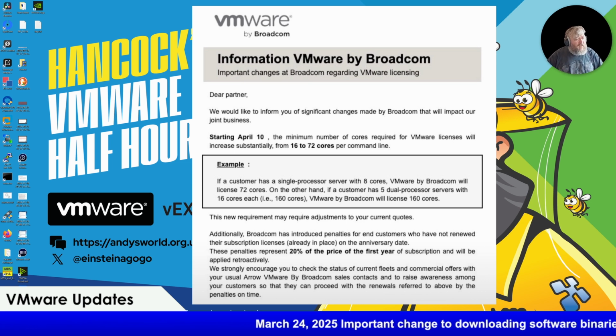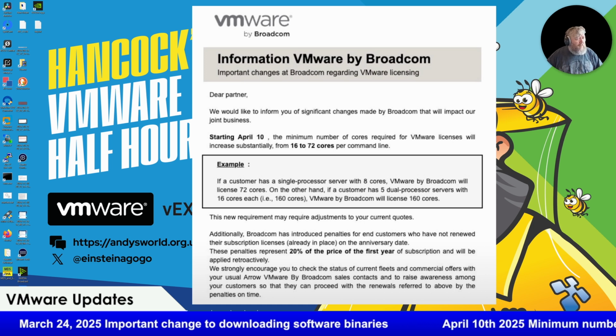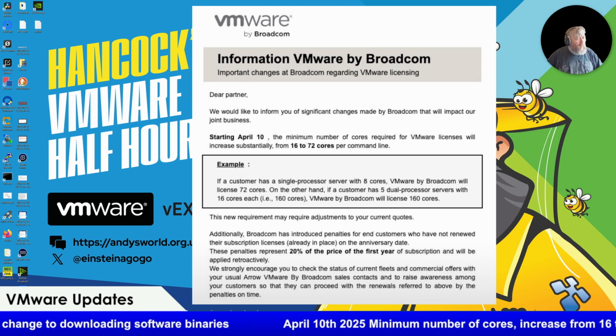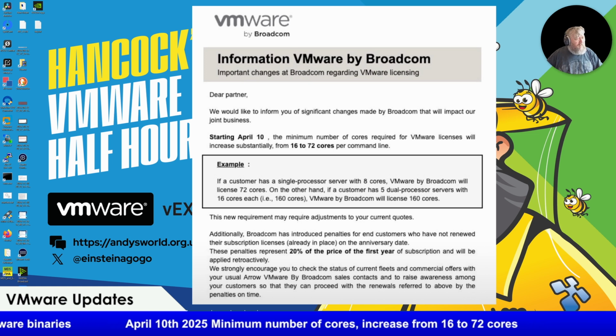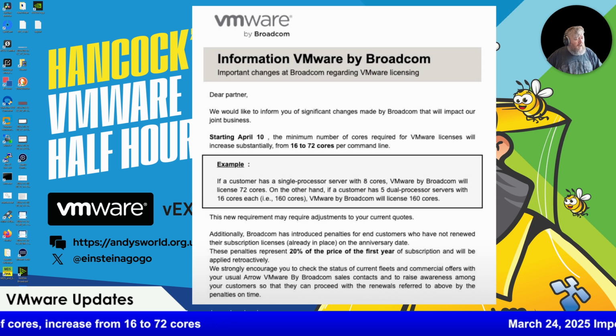So, dates for your diary, really, as I said: March 24th, 2025. Important changes to download software binaries will, from the 23rd of April, definitely be implemented. And then April 10th, 2025, the minimum number of cores is going to increase from 16 to 72. So all I can say is hurry and get your licenses in before April 10th.